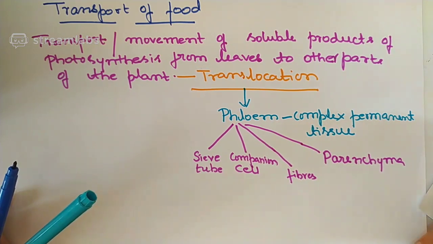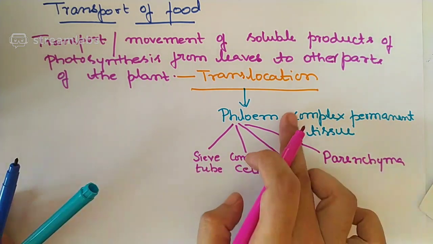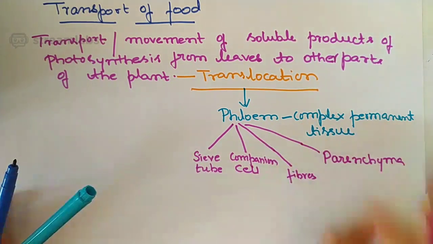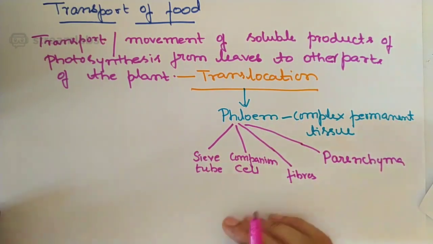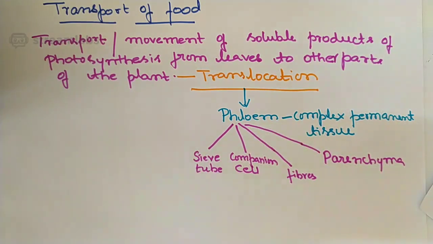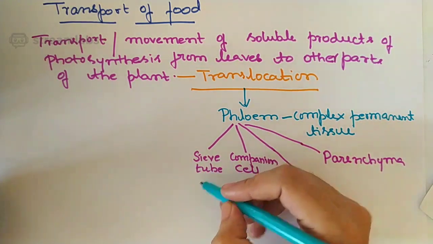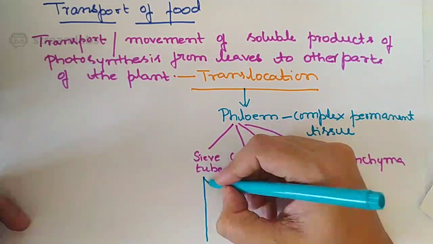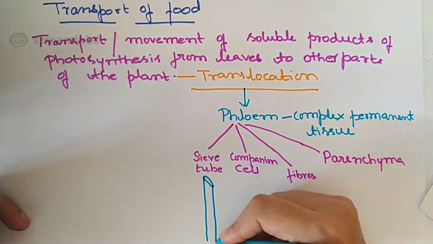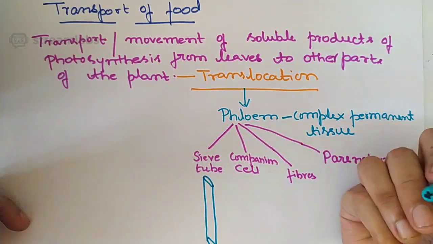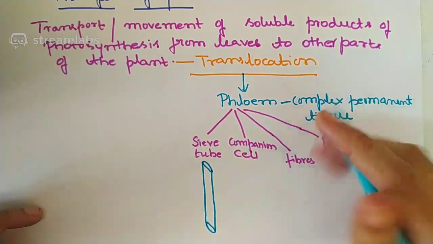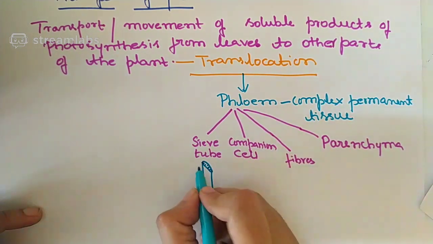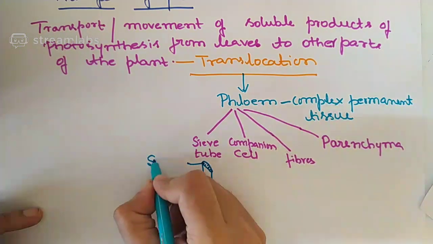These are the different types of cells present in this complex permanent tissue. Okay, so the sieve tube. Sieve tube, as its name indicates, is a tube-like structure, somewhat like this. And this is the sieve plate.